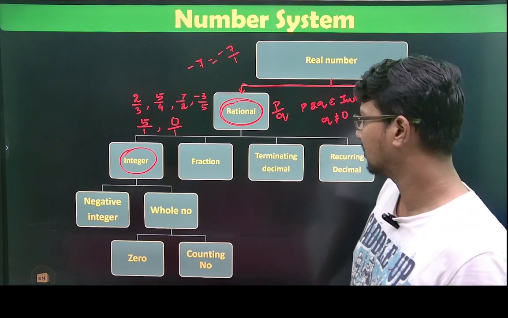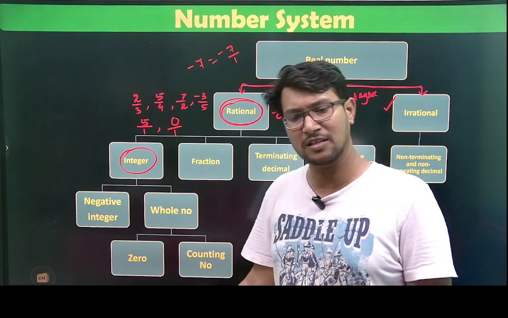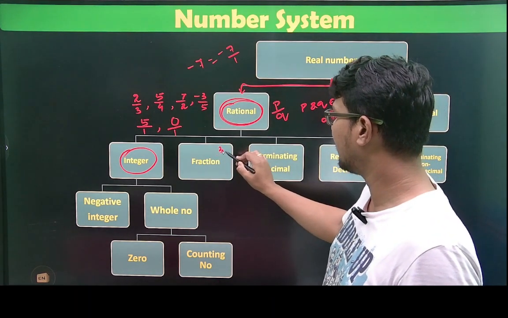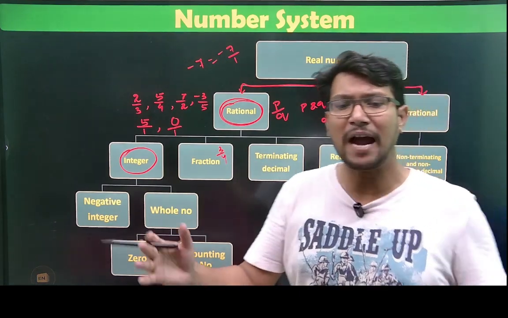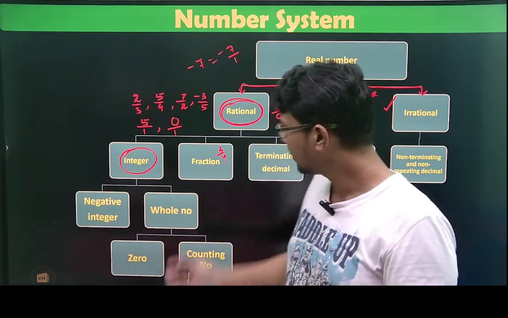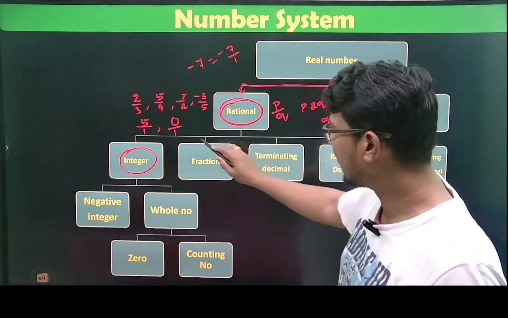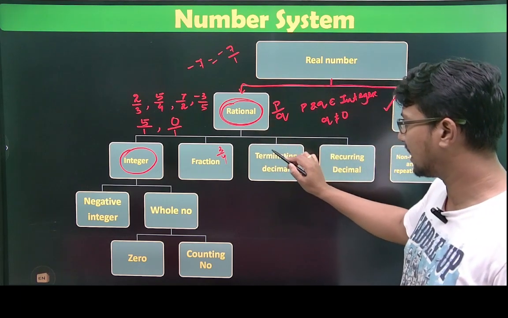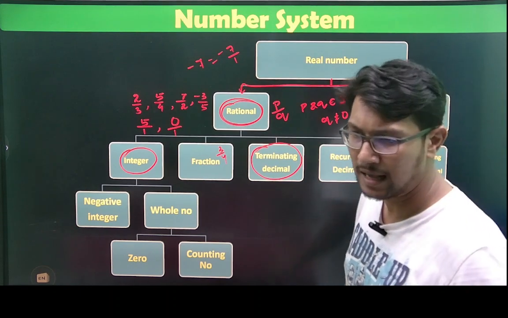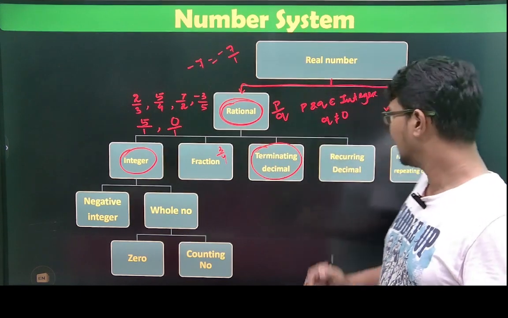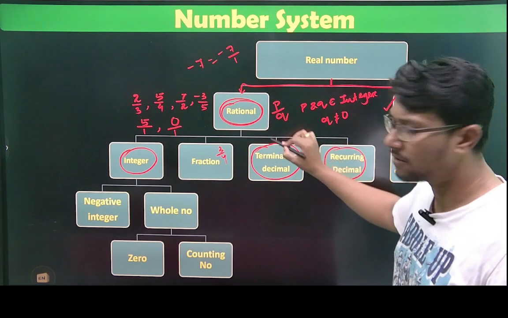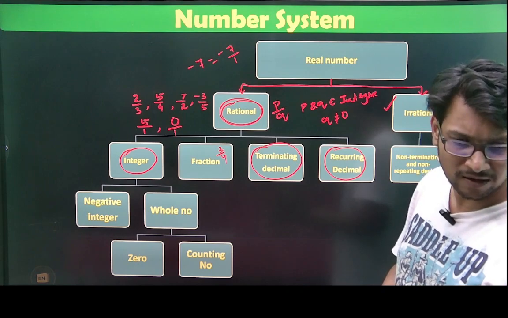No doubt. Very good. Now every fraction is also what? Rational number. Like fraction you can say 3 by 4. Fraction means what? It is a part of a whole. Every part of a whole is a what? Fraction. So this is what? A rational number. And every rational number can be expressed in terminating decimal, means decimal form. I will discuss with you what is that. And then after recurring decimal, means this is the decimal form of rational number.